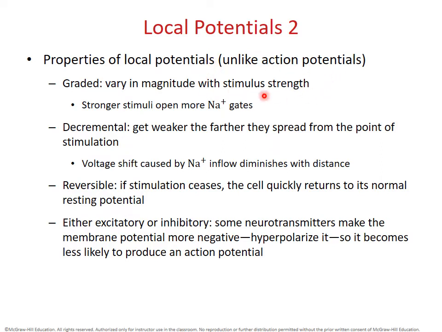If it's a very powerful stimulus, I'll get very large graded potentials. If it's a weak stimulus, I'll get very small graded potentials. And of course, the larger the graded potential is, the more likely it is that it'll be strong enough to trigger a voltage-gated channel in the trigger zone by the time it spreads to the trigger zone. If it starts off as a very weak potential change, then it's going to peter out more than likely before it ever reaches the trigger zone of a neuron.